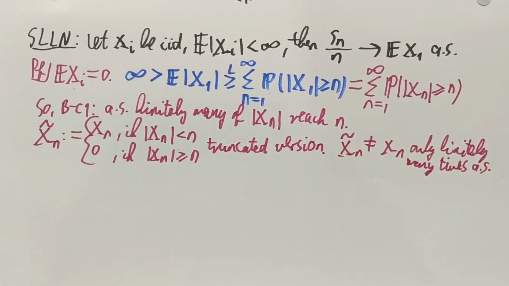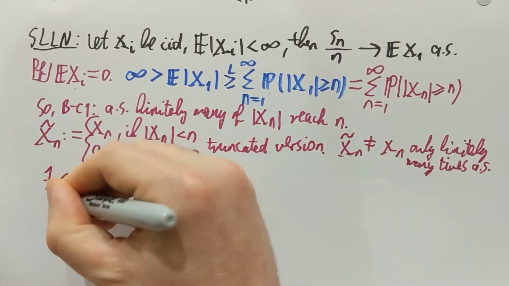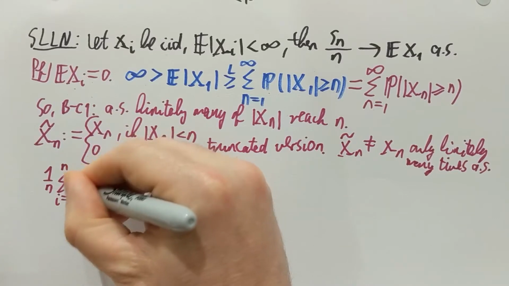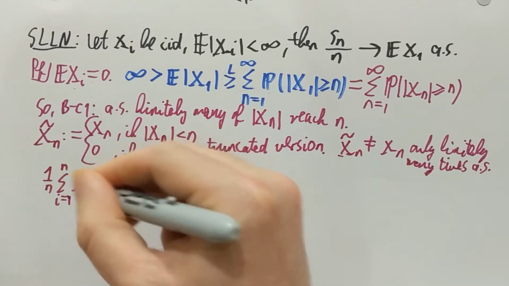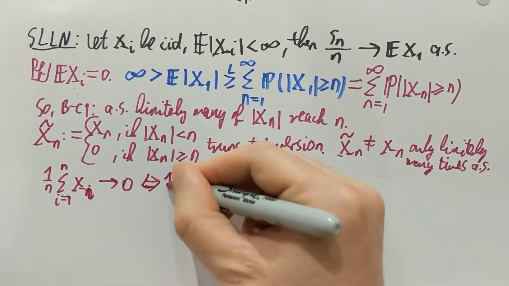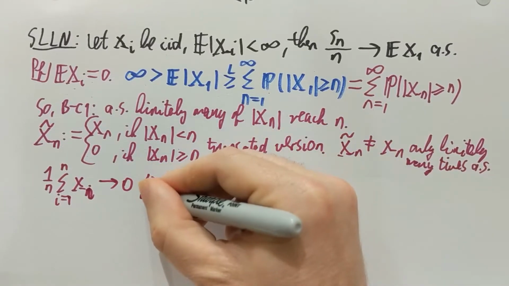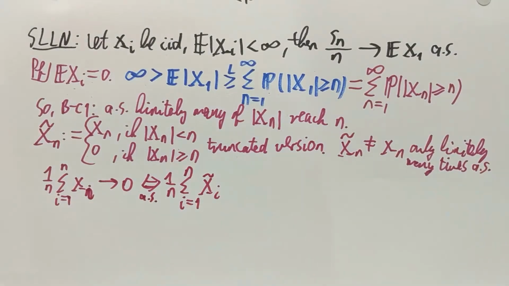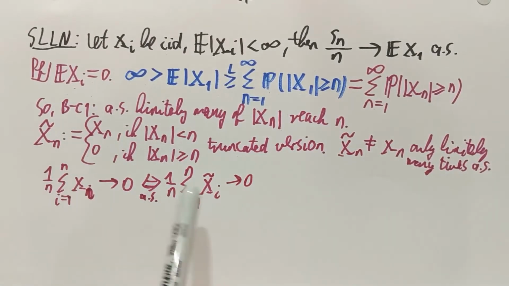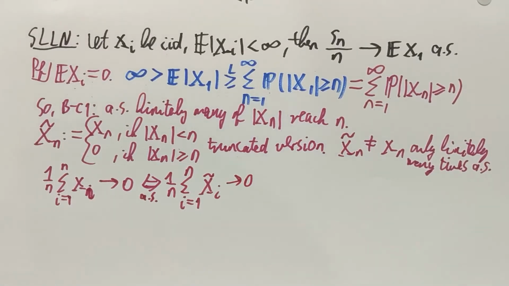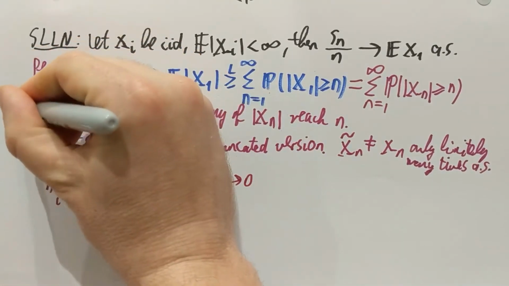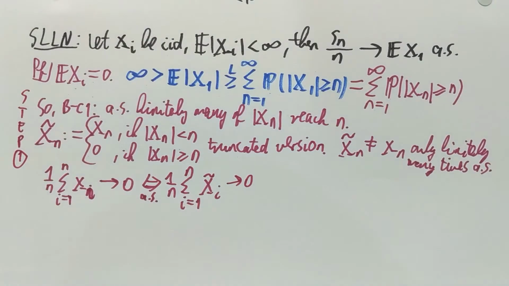Okay, it follows that 1 over n times the sum from i equals 1 through n of the Xi, this moving average, goes to 0 exactly when the same average of the X tildes goes to 0. This is almost surely the same event, because the sequences of the Xi and X tilde will only differ at finitely many indices, almost surely, in which case these two averages converge to 0 at the same time. So that was the first step. I'm going to call this step 1 if you wish. Okay, that was step 1.